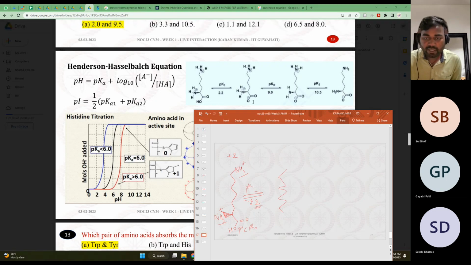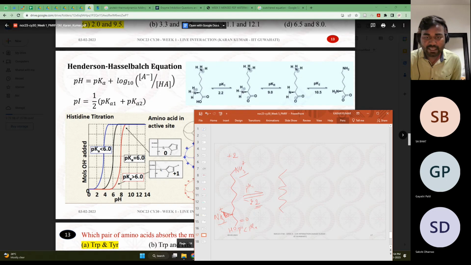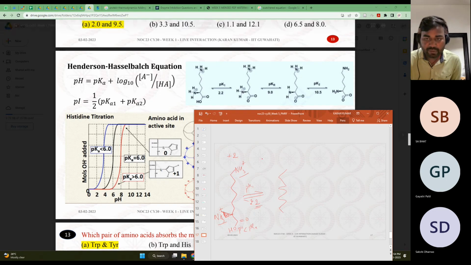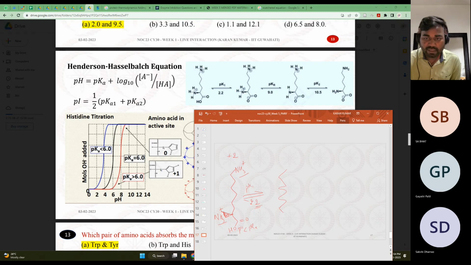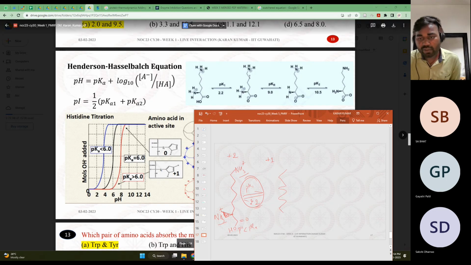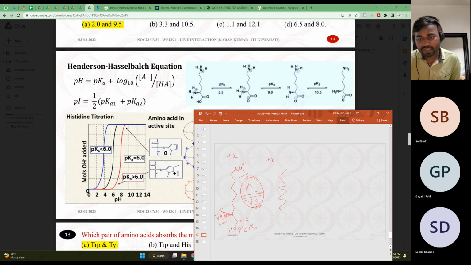Now your carboxylic group is in negative charge. Now what is the charge here? In the first case it was positive 2. In the second case it is positive 1, right? Plus 2 and minus 1, which in the second case after pK1 is positive 1, because the two amino groups also have this positive charge. So plus 2 minus 1, which is plus 1.